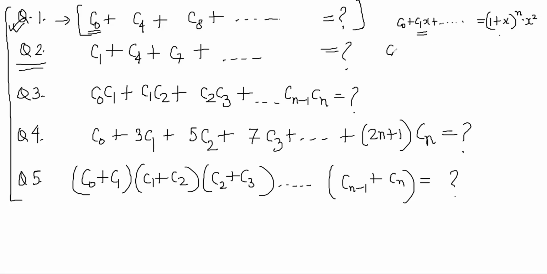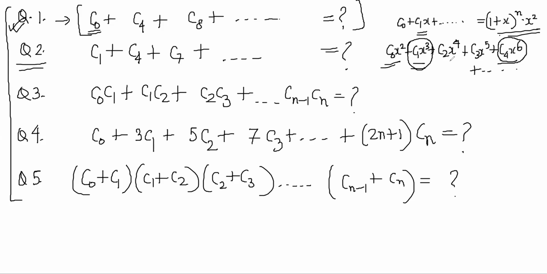Correct. We can multiply by x square. So it will become C1 x cube plus C2 x power 4 plus C3 x power 5 and C4 x power 6 and so on. And then put 1, omega, omega square. What will happen is C1 will stay, C4 will be there, and C7 will similarly be there. All the other ones will disappear.